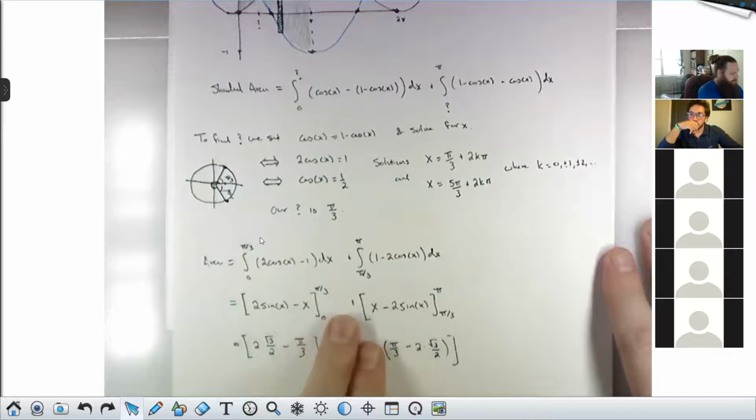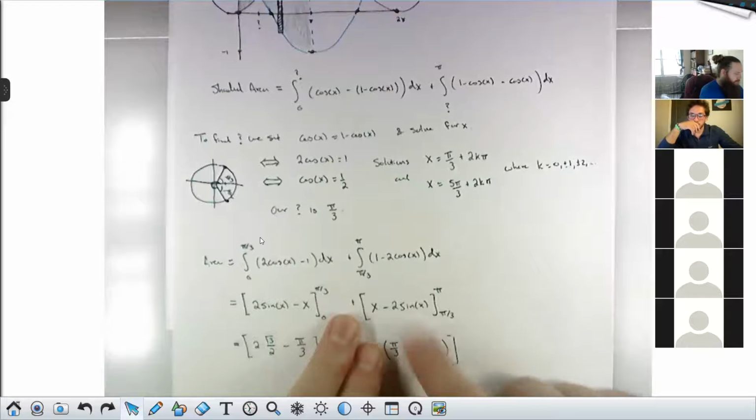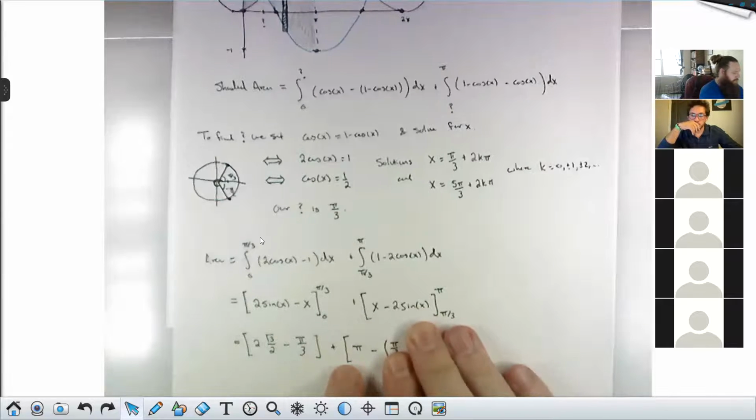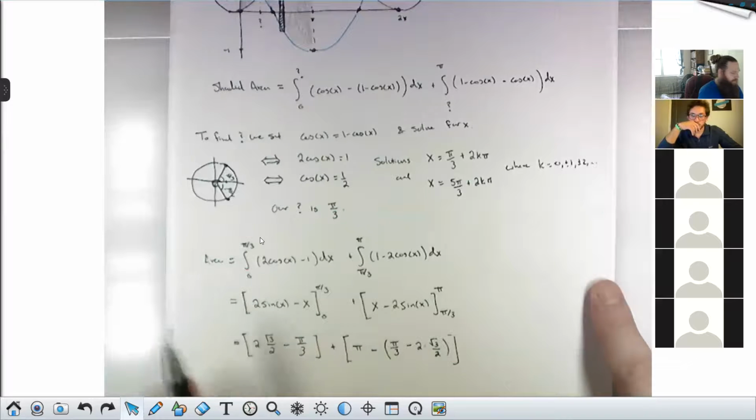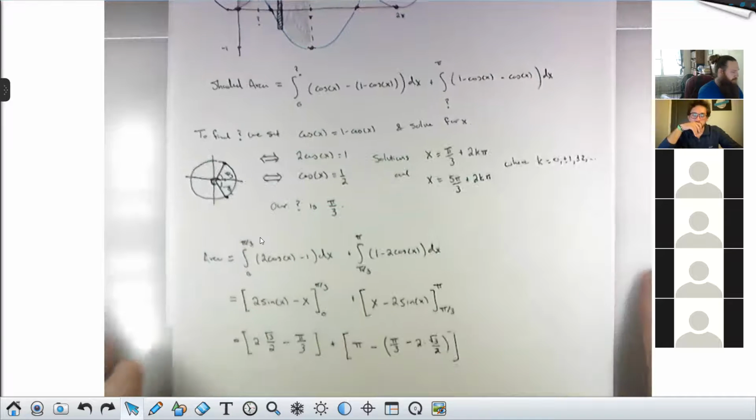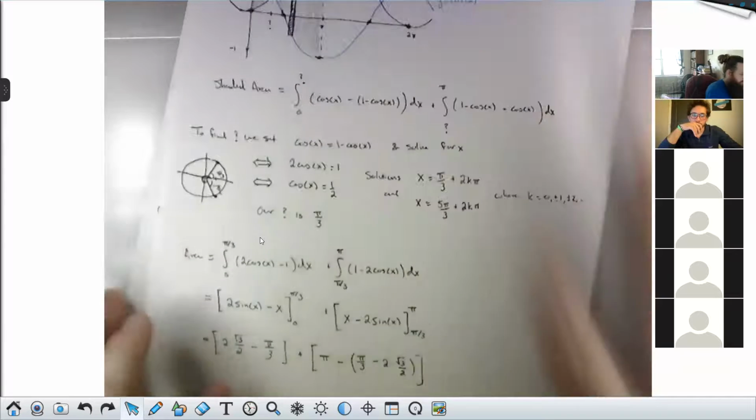So I think this part you can probably see pretty well, right? The parentheses here are what you get when you plug in pi over 3. The pi is what you get when you plug in pi. It's just that the sine of pi is 0. And then something over here. So when you plug in pi over 3, you get 2 times the sine of pi over 3, which is 2 times root 3 over 2, minus pi over 3. So this is what you get when you plug in pi over 3. And when you plug in 0 to this expression, everything is 0. So there's like a minus 0 in here that I'm not writing. Thank you. Of course.